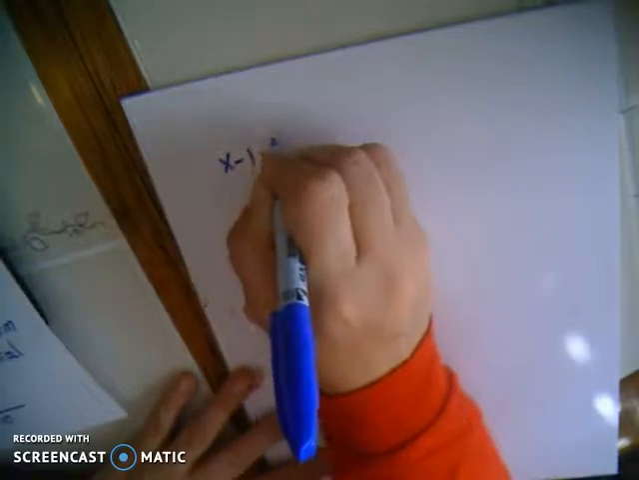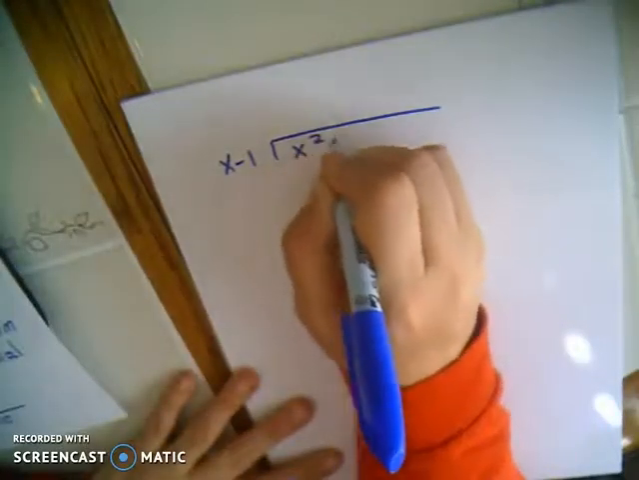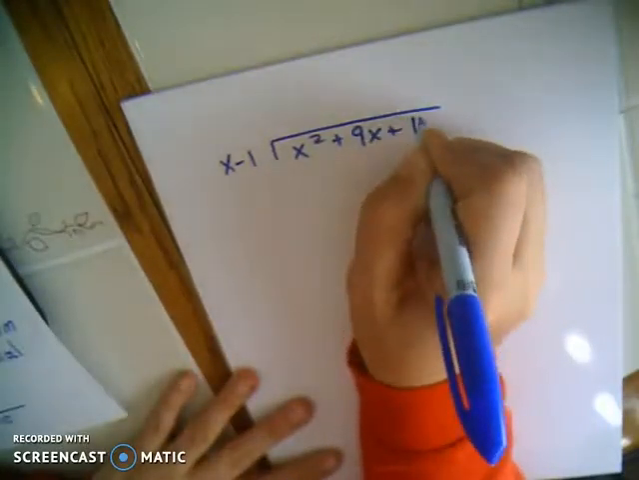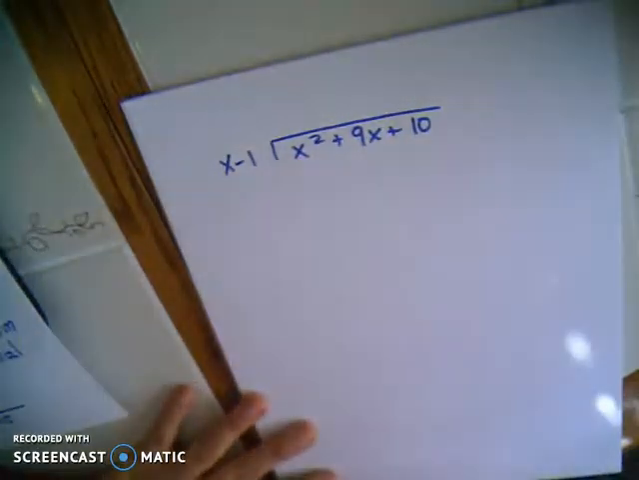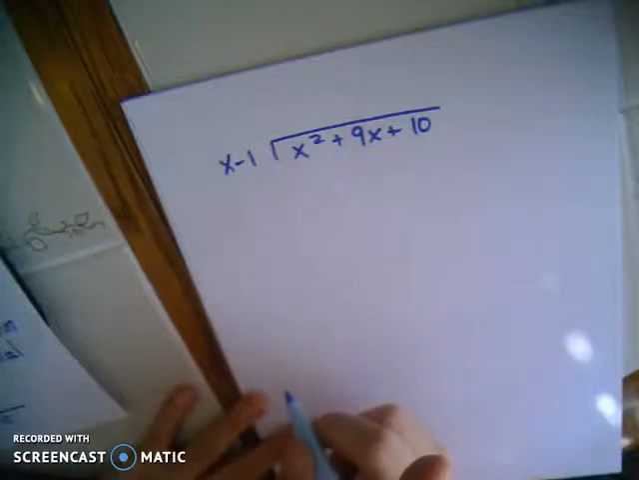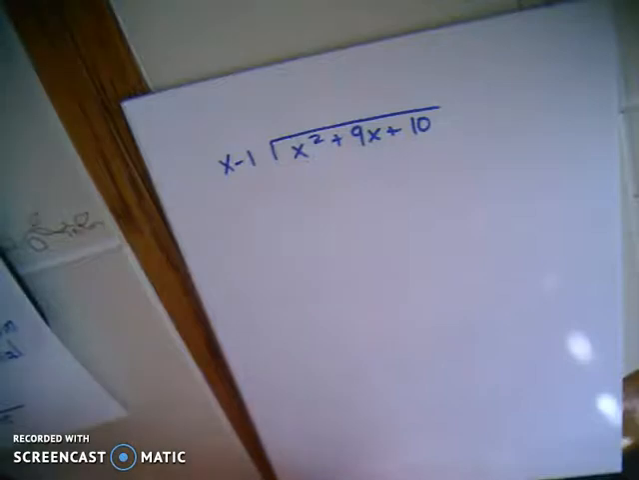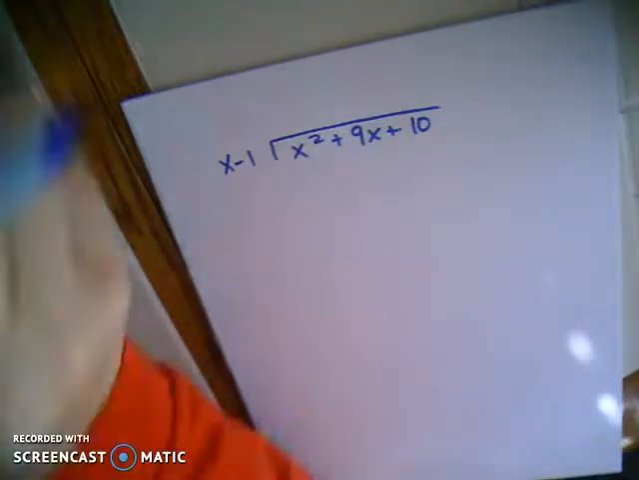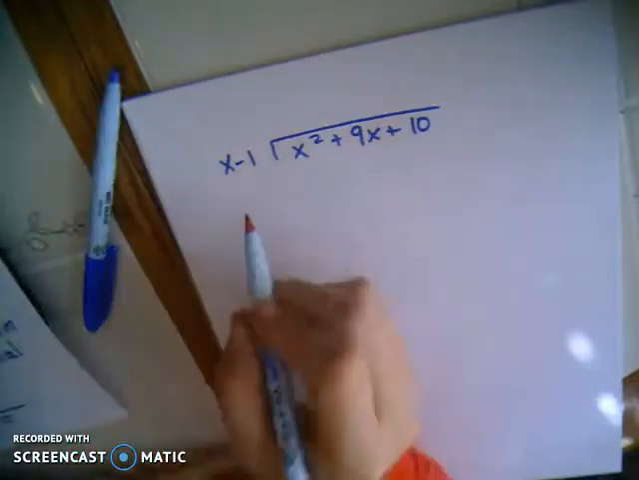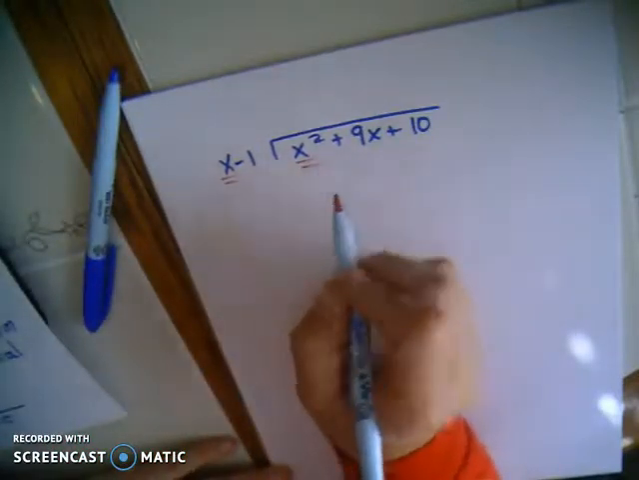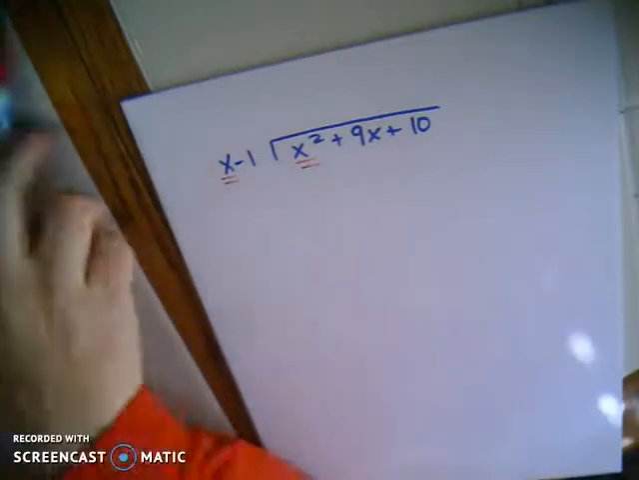So we have x minus 1 going into x squared plus 9x plus 10. We're going to divide, multiply, subtract. That is the order of our 3 steps, and then we just do it over again. And when you divide, you're only using the leading term on each polynomial. So on my divide step, I'm only looking here and here. And we're only dividing those 2 pieces.